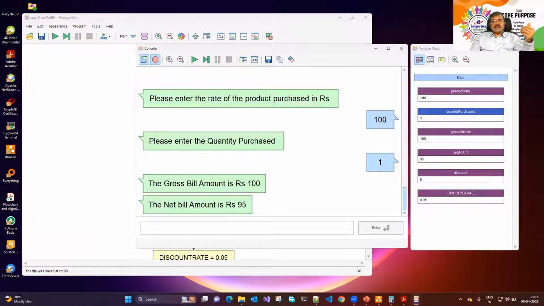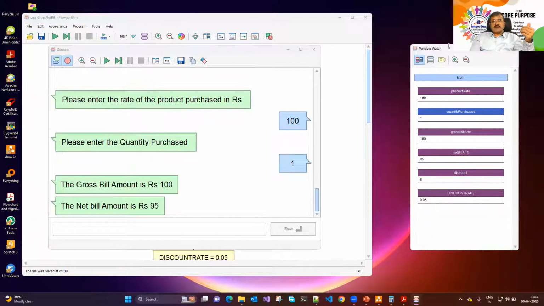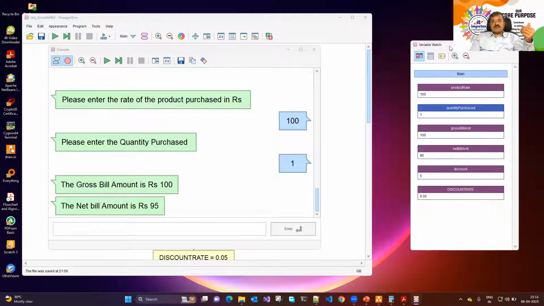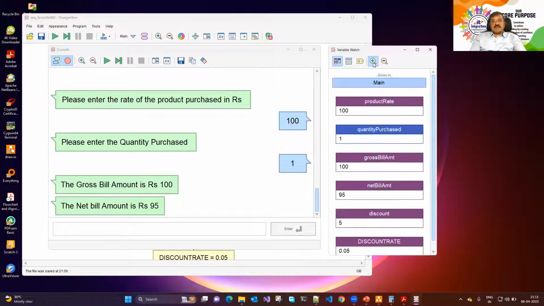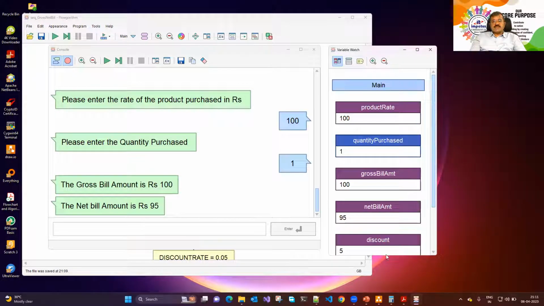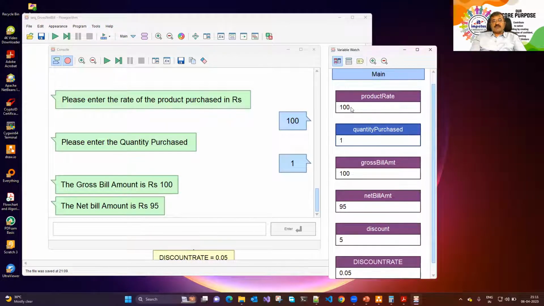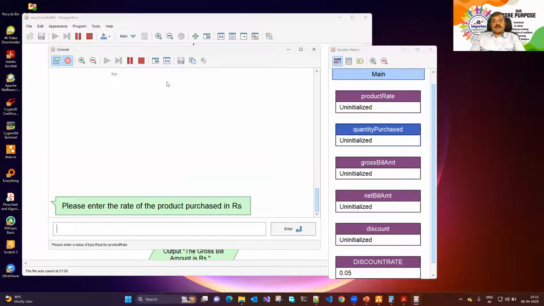Now see the behavior, what happens. As the name says, variable watch, we can watch all the variables which are there in our program. As the value changes while you are running the program, watch it. The current product rate was 100, quantity purchased was 1, gross bill amount was 100, net bill was 95, discount was 5 rupees, discount rate was 0.05. Let's solve the problem once again and see what happens.